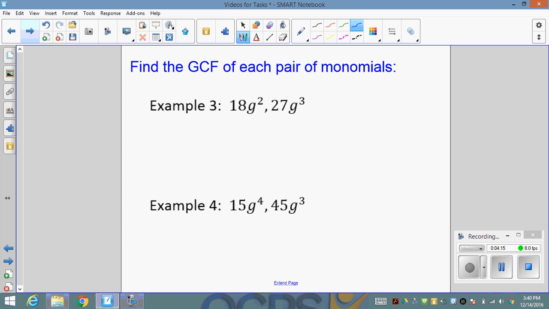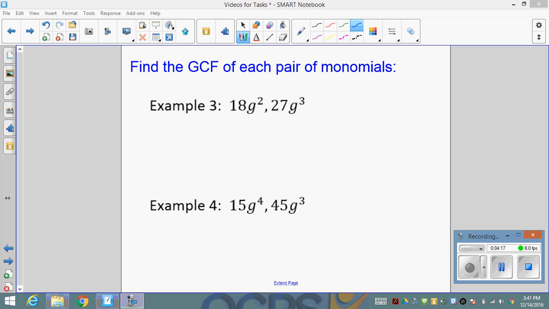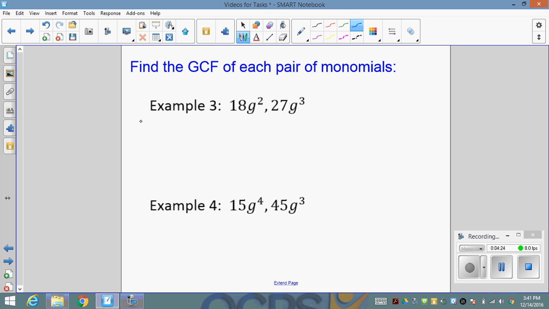So here we have 18g squared and 27g cubed. The first thing I'm going to do is look at the 18 and the 27. I'm going to do that before I think about my variables. So my factors for 18: 1, 2, 3 goes, 3 times 6. 4 does not go, 5 does not go, so 3 times 6, and then I can do my pairs from there. 6 times 9, and 1 times 18.